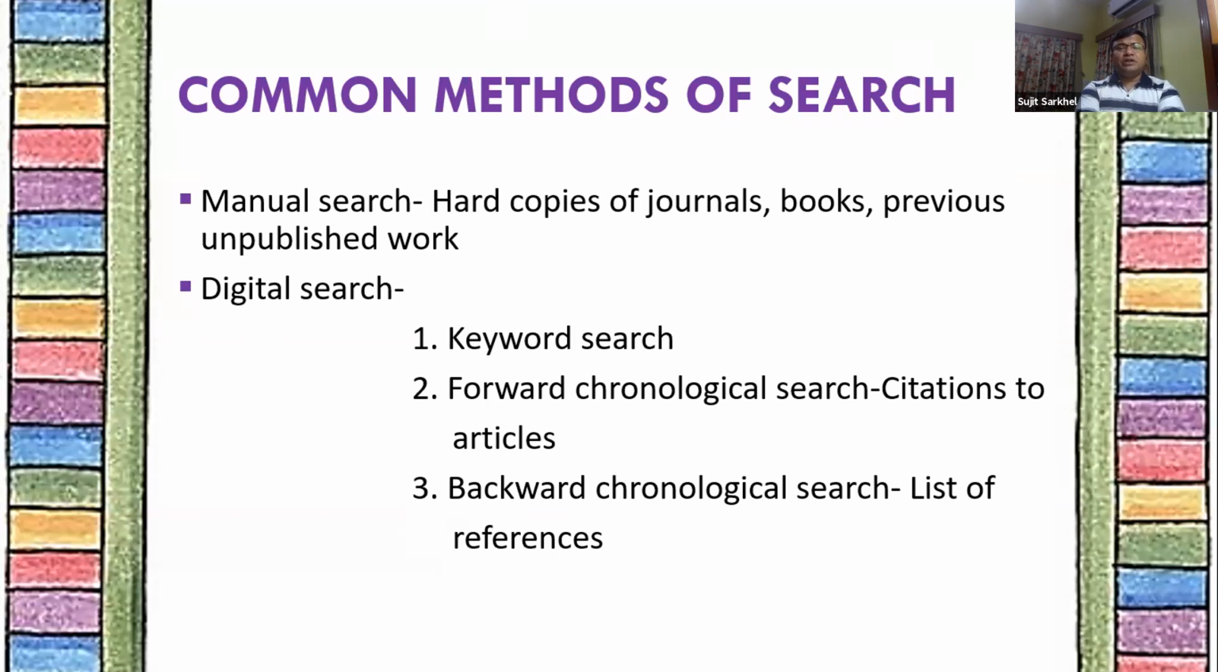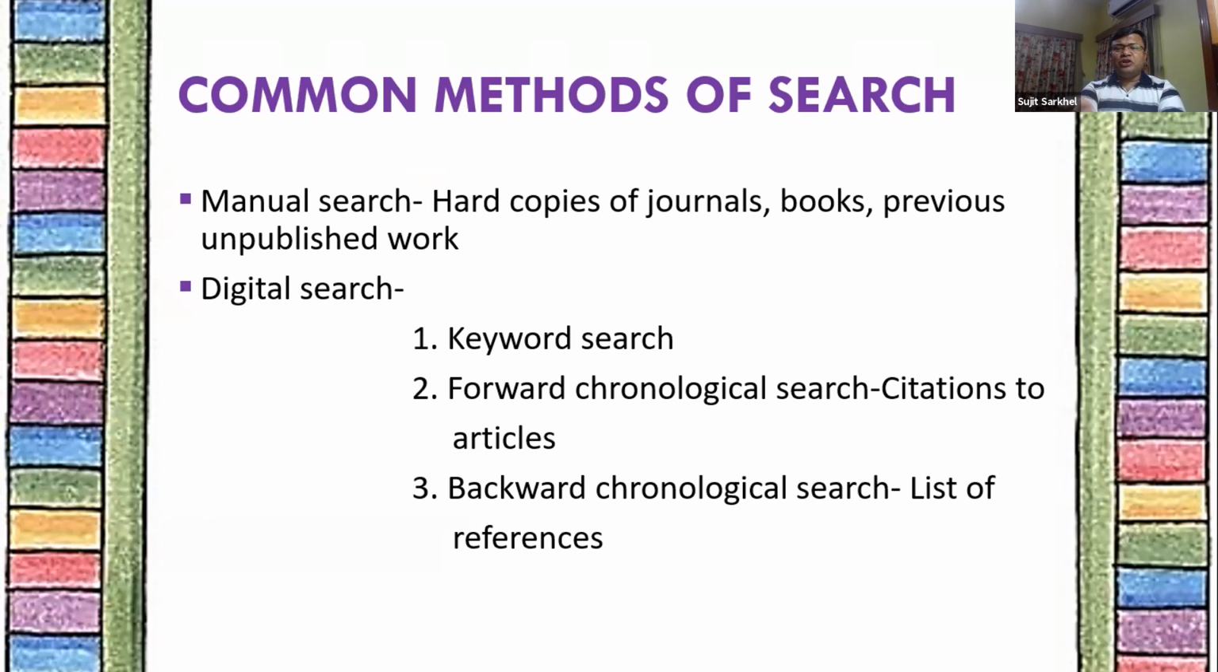It is not that it is not important these days, but the options these days are much more. You can do it sitting at your home on a computer, although you will have to take the help of your library when you need to access the full text of the articles. So in digital search, the commonest is search using keywords. So you want to look for an article on treatment of depression, so you just write treatment of depression. So keyword-based search is one. Forward chronological search.